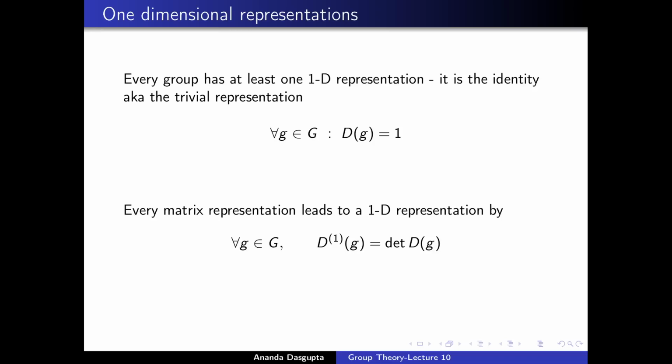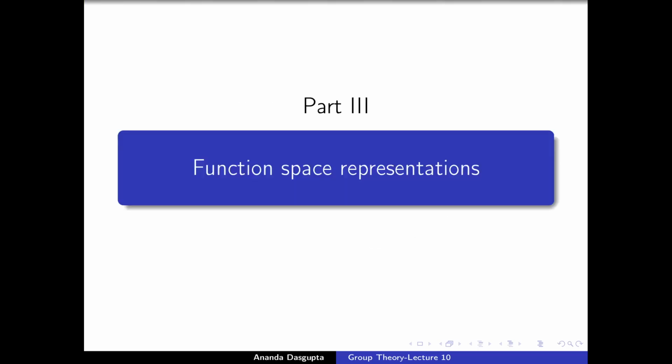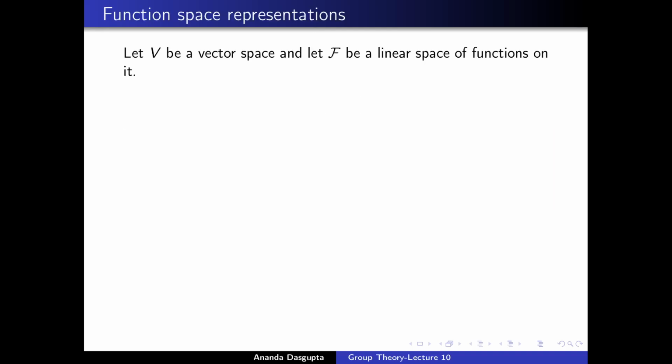After these two very simple representations, let us turn to something which is slightly more non-trivial. It also happens to be very, very important, especially for physics applications. This happens to be what are called function space representations. And for this, what we have to understand is that given a vector space V, there's always a linear space of functions on V. Note carefully that the curly F that we have here is a linear space of functions on the vector space capital V, not to be confused with the space of linear functions.